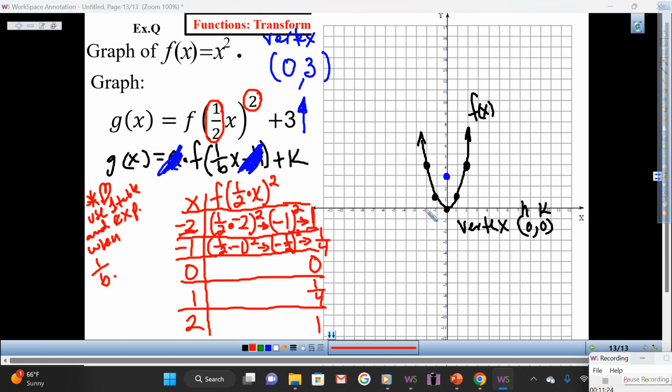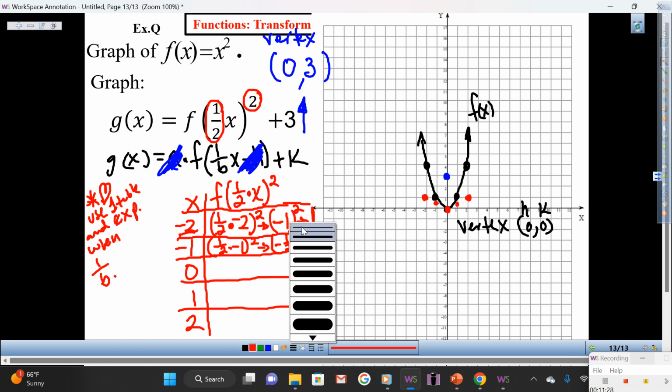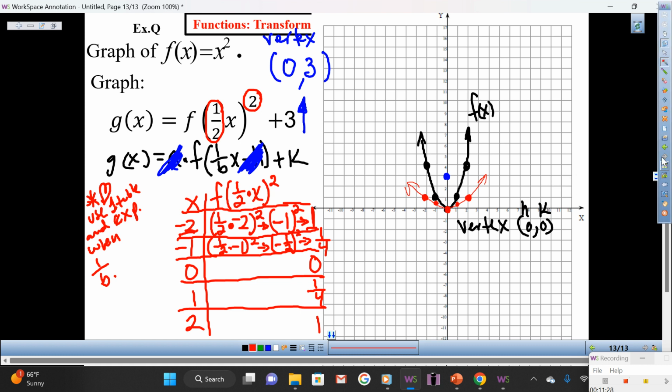Negative 2 and 1 is right there. Next one. Negative 1, 1/4. Negative 1, 1/4, right above the x-axis, right there. 0, 0. 1, 1/4. And 2, 1. There it is. Let me zoom in so you guys can see the graph.